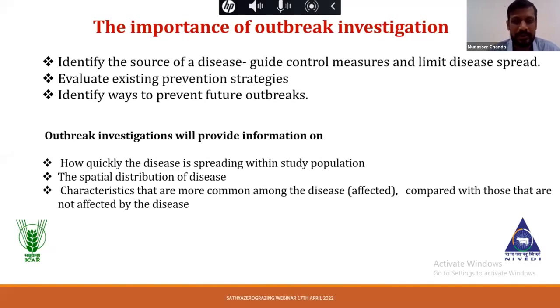I'll take examples not only from sheep and goat, but also from other species of animals, because there are many diseases we could not contain in time. And the other important aspect of systematic outbreak investigation is that we can also evaluate our existing prevention strategies. Ideally speaking, when you have a vaccine for a disease, the outbreak should not happen. There is some problem in our vaccination strategy, our containment strategy.